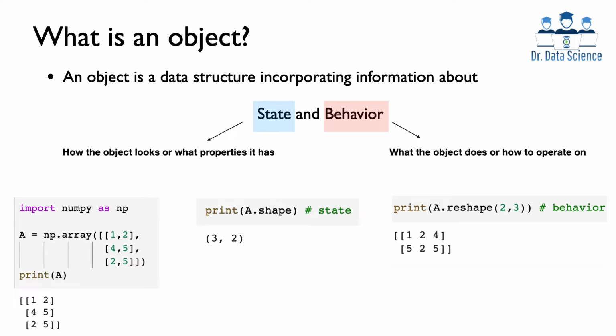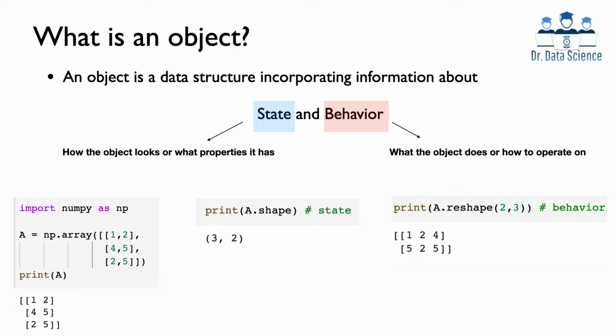Again, I want to look at the example from NumPy because most of you are probably familiar with this. We create a two-dimensional array that we printed here. You can see that A has 3 rows and 2 columns. Then we are looking at A.shape, which tells us that this array has 3 elements in the first axis or dimension and 2 elements in the second one. So this is exactly what the state means. It tells us how this object looks or what properties it has.